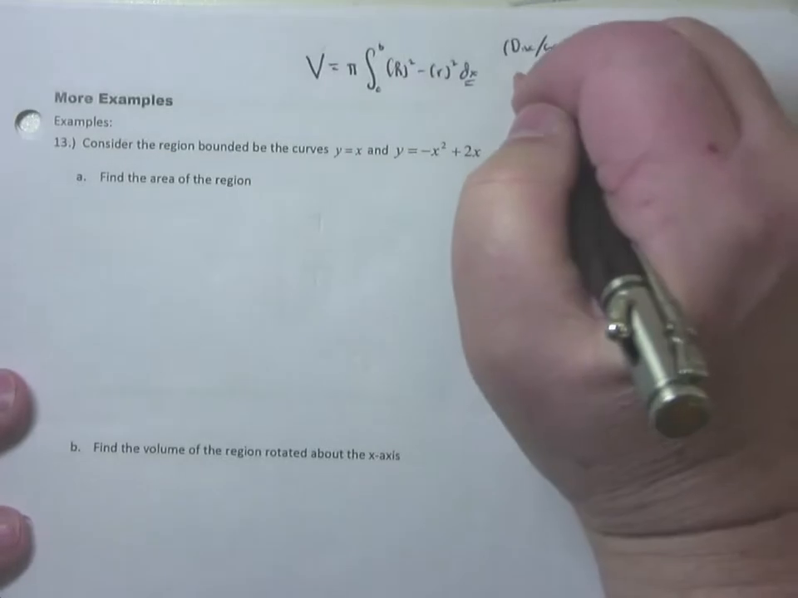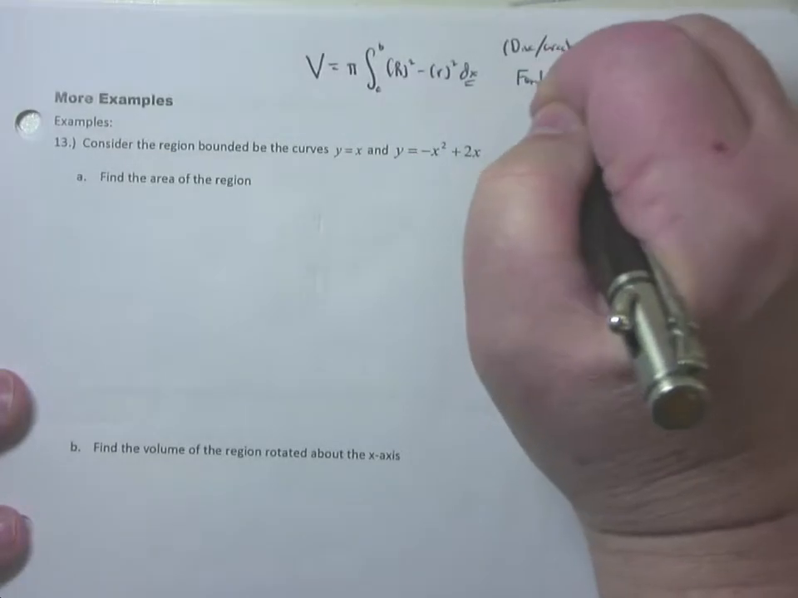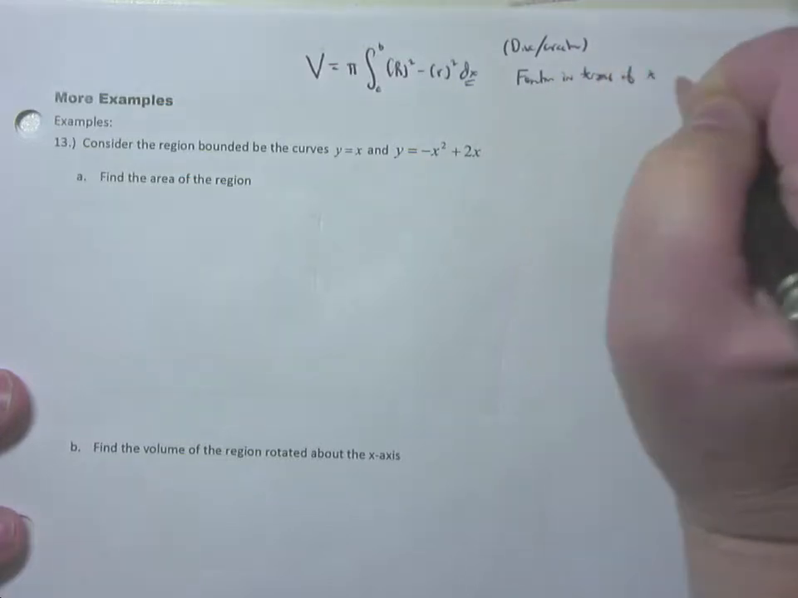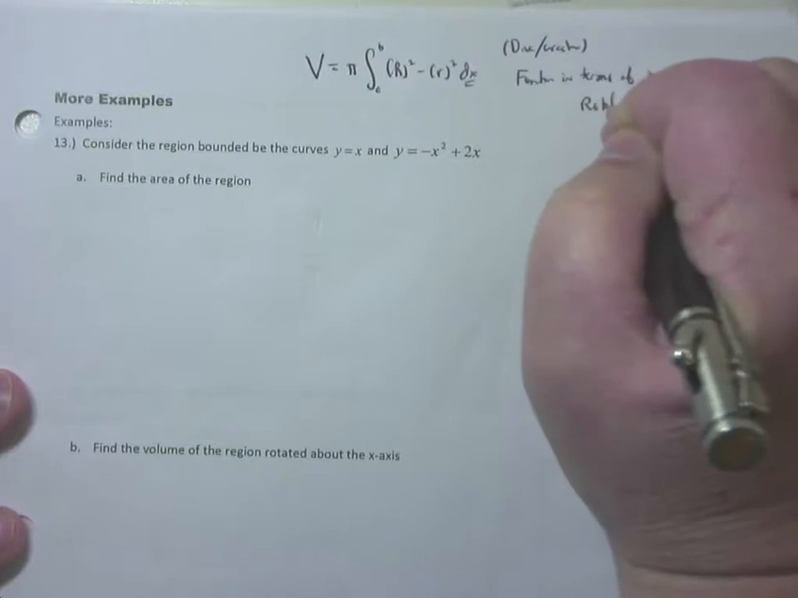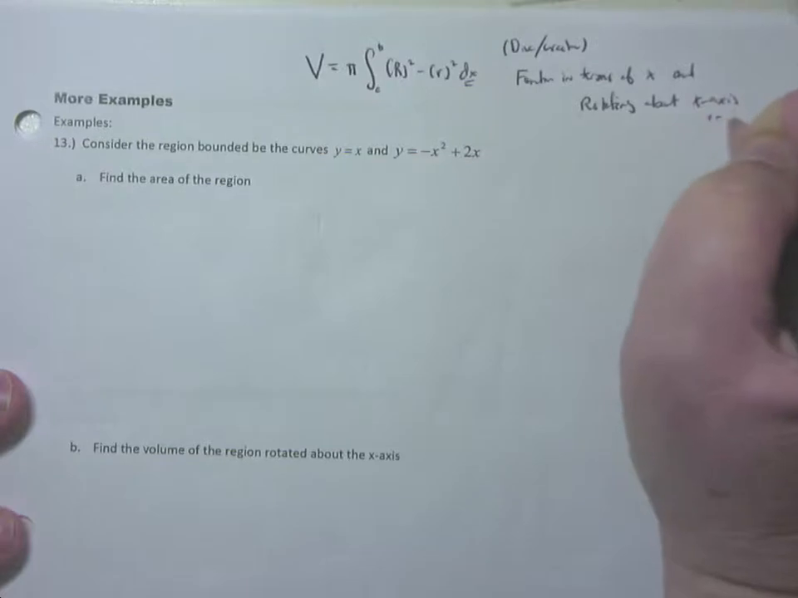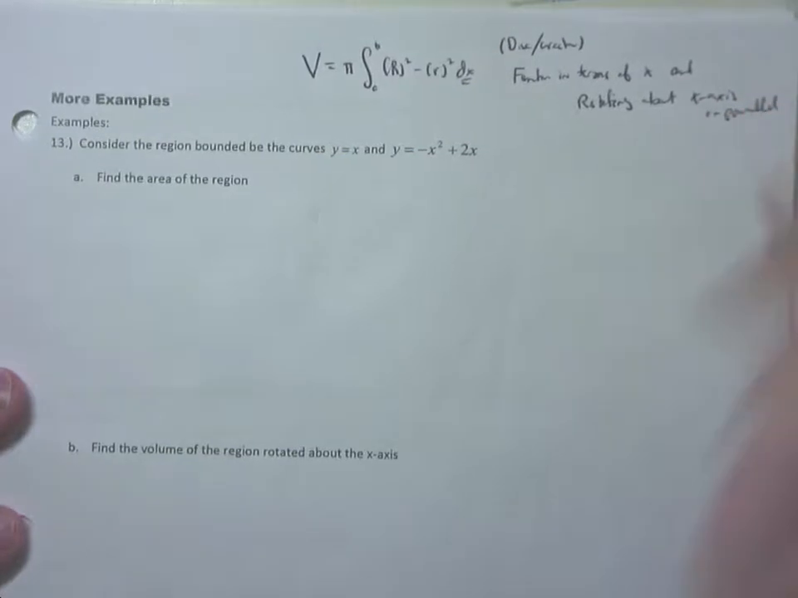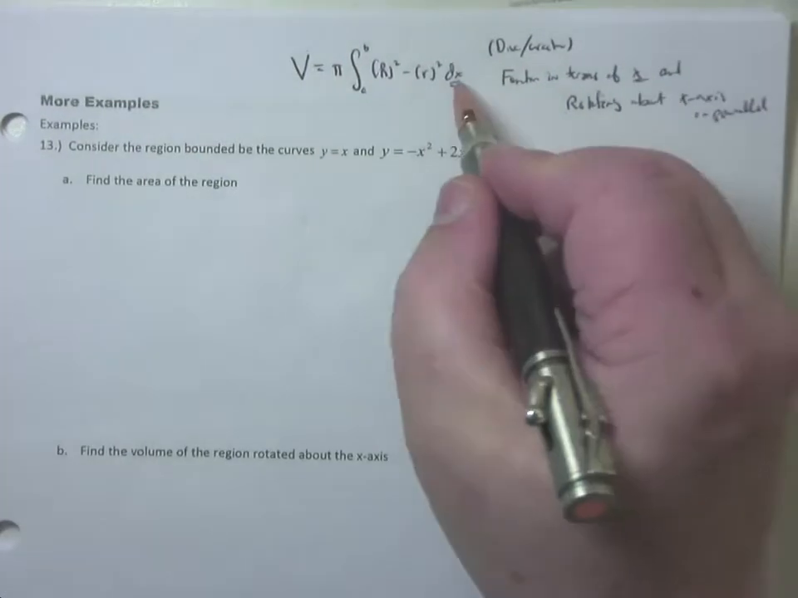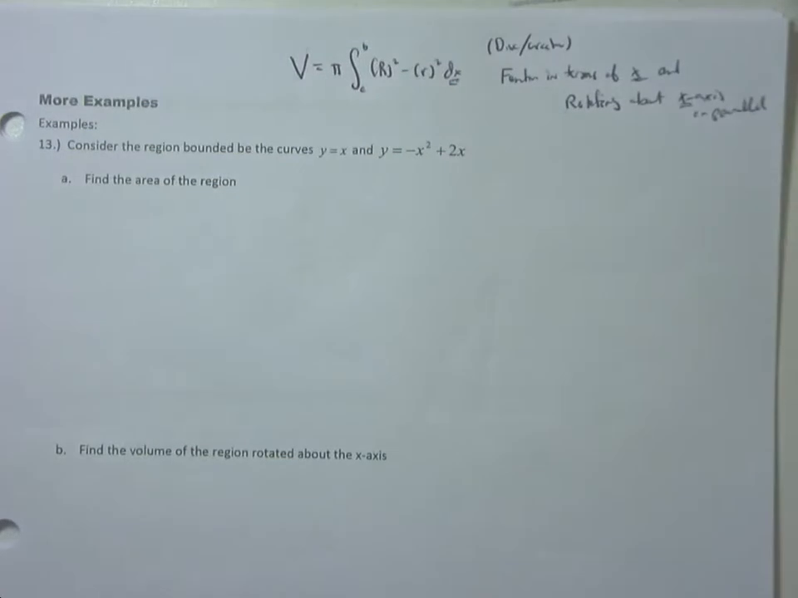When the function of the region is in terms of X and you're rotating about the X-axis or parallel to it, that is when you use the disk washer formula. The function is in terms of X, that's that dx thing, and you're rotating around the X-axis. The variable of the region that you're rotating and the axis that you're rotating around is the exact same. X-axis, the function in terms of X, or parallel to the X-axis, you're going to use the disk washer method.